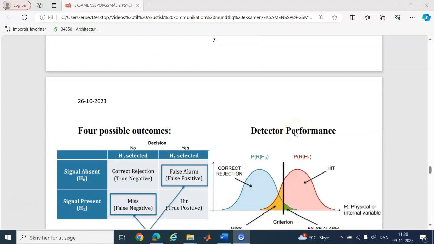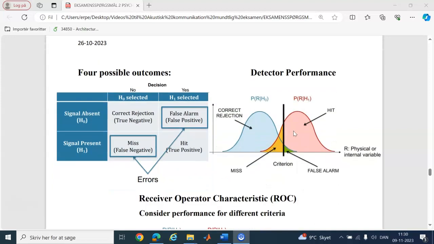So we have four possible outcomes. If the signal is absent and we select H0, it is a correct rejection. It's called a true negative. But if the signal is absent and we select H1, that means we get a false alarm.